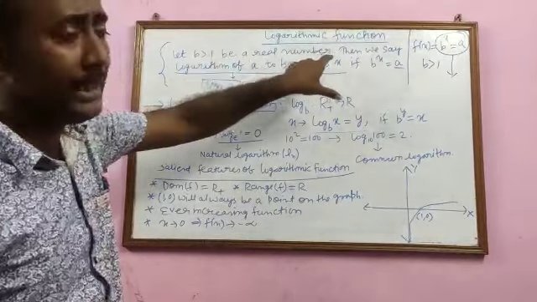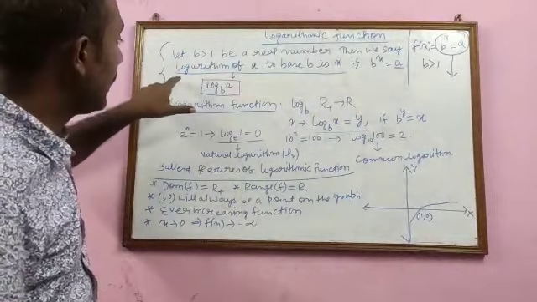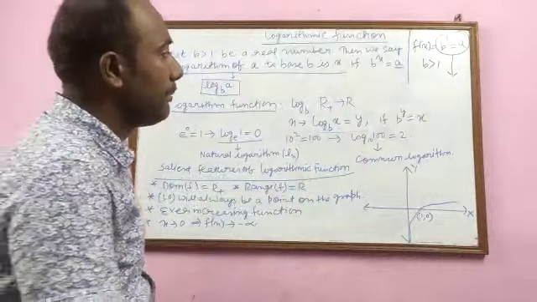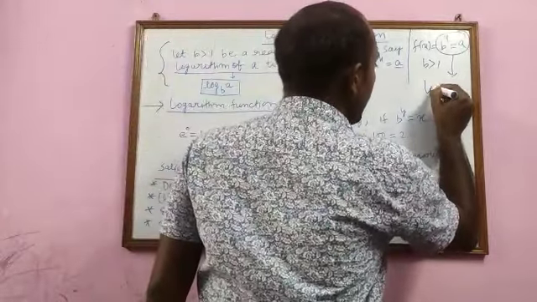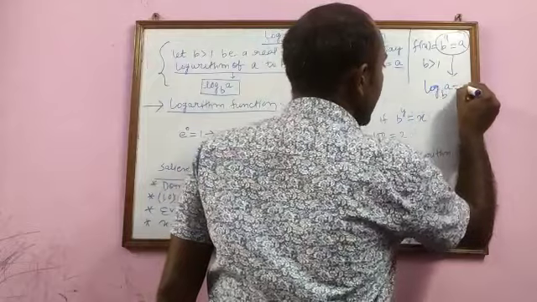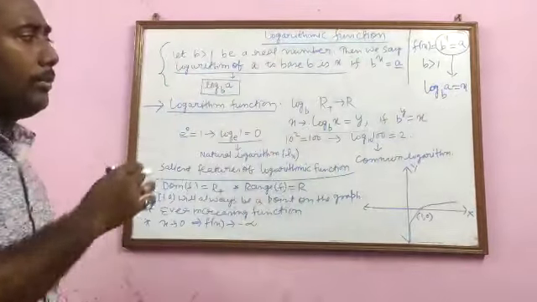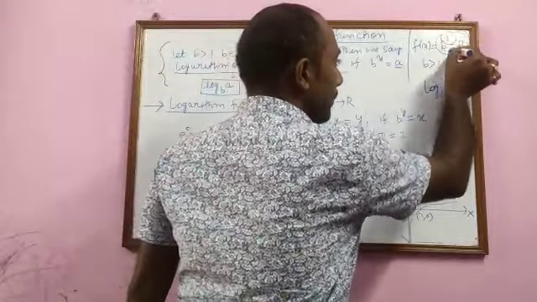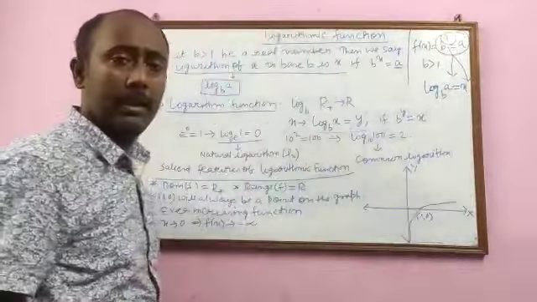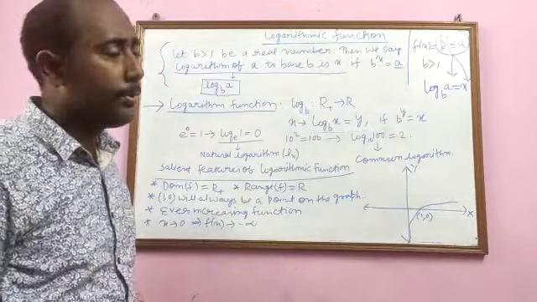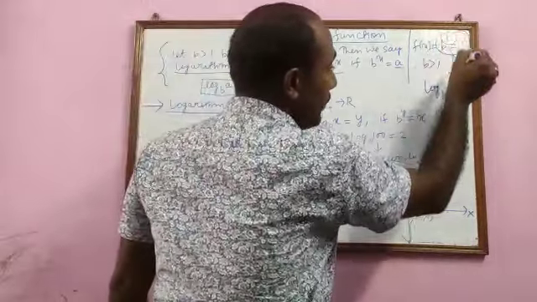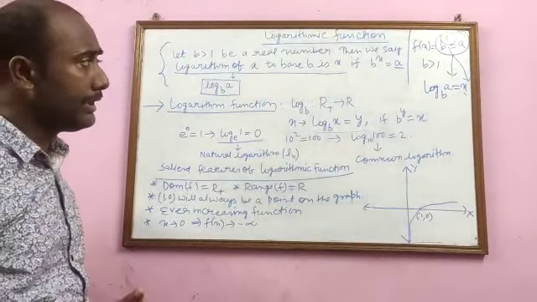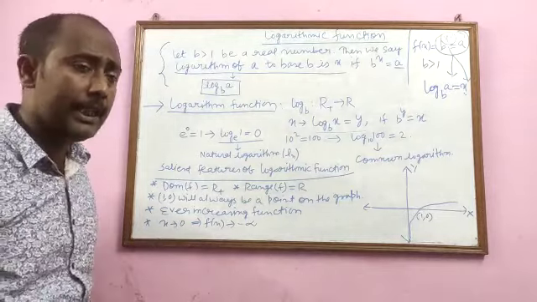Let b be greater than 1, a any positive real number, then we say the logarithm of a to the base b is x. So here we are getting the value of the exponent by the use of the logarithmic concept. By the concept of logarithm, we are getting the value of this exponent part. This is what makes the logarithmic function very, very interesting.